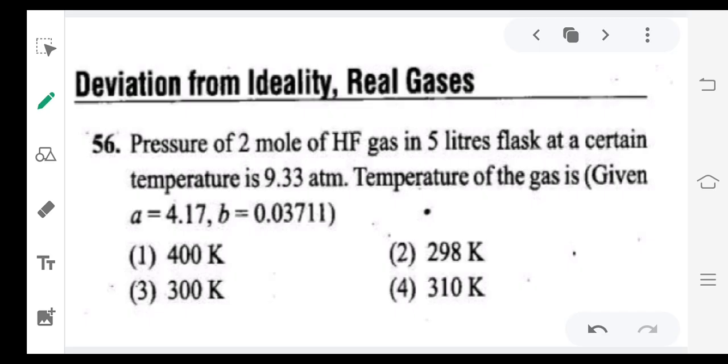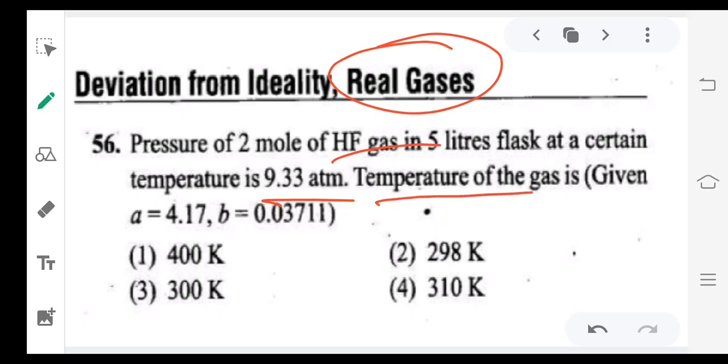Next, the pressure of 2 moles of HF gas, so this is a real gas, in a 5 liter flask at a certain temperature is 9.33 atmospheres. The temperature of the gas is? They have given volume, pressure, and moles. They are asking for temperature, and the A value and B value are given.